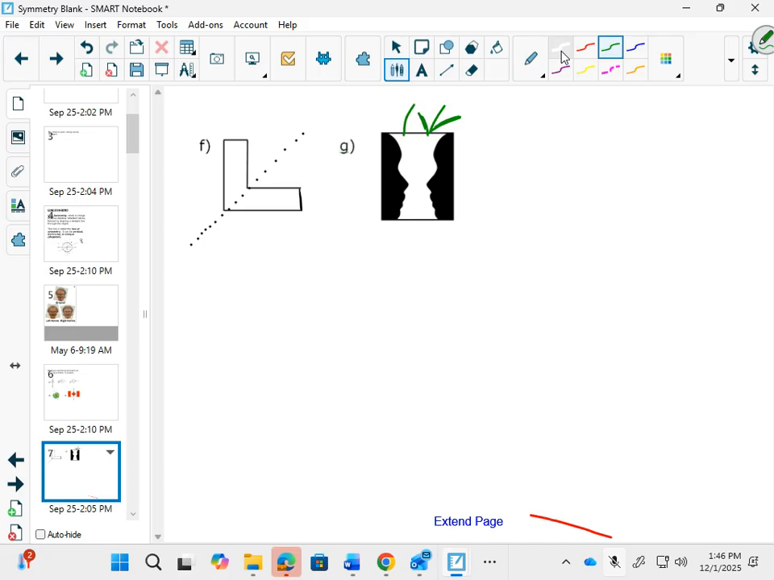I have flowers in here. Always with the art. There we go, for the pretty flowers. Look at that, that's beautiful. There we go. It's a lot. It could be a vase or two faces.